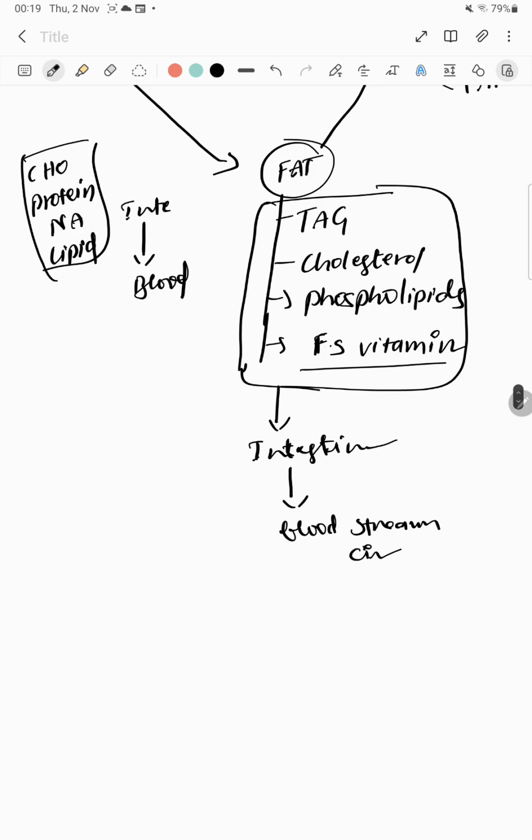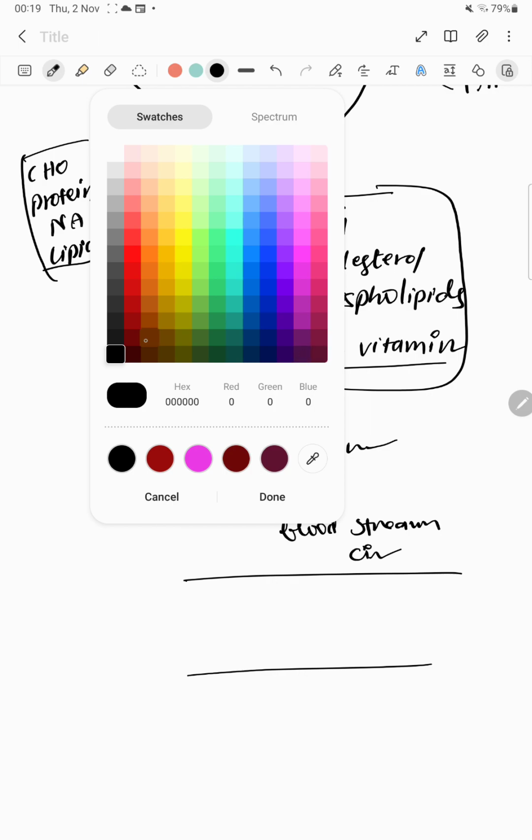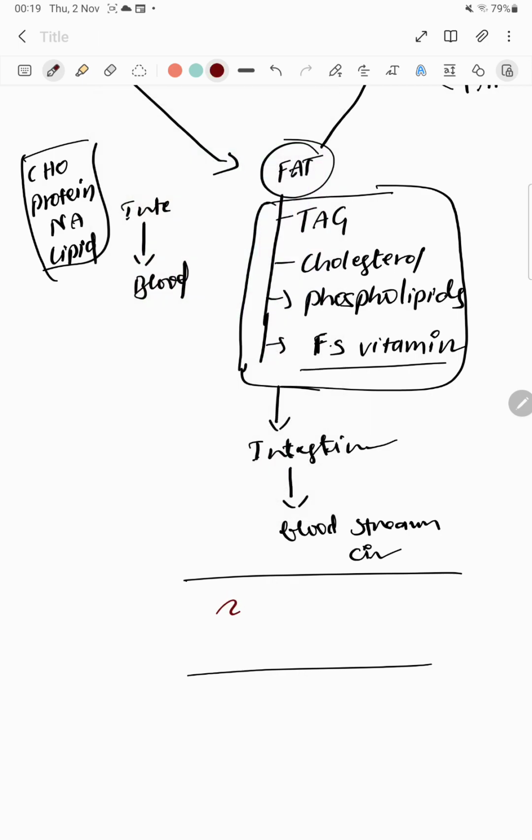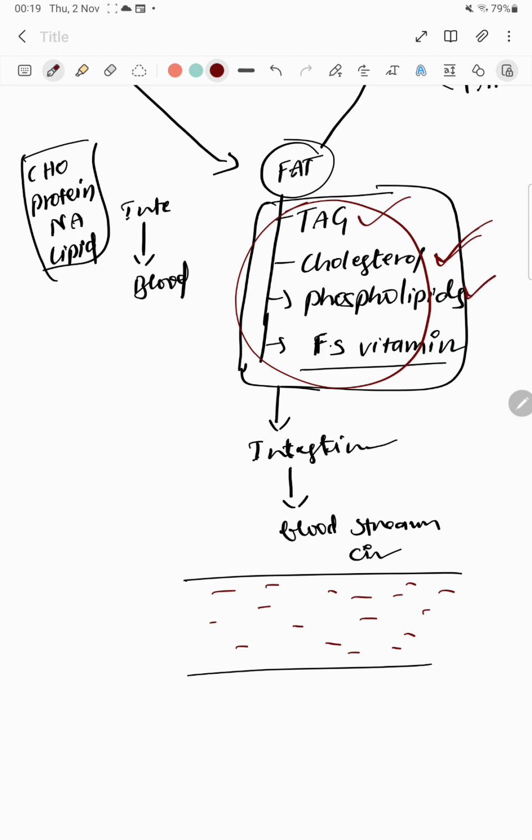So imagine this is the blood circulation. These fats have to go through this blood circulation. But as we all know, all these fats, triacylglycerols, cholesterol, phospholipids and fat soluble vitamins, are insoluble. As we all know, fats are insoluble in a medium, in a solvent. Since these are insoluble, they cannot be transported through the blood vessels or in the circulation.